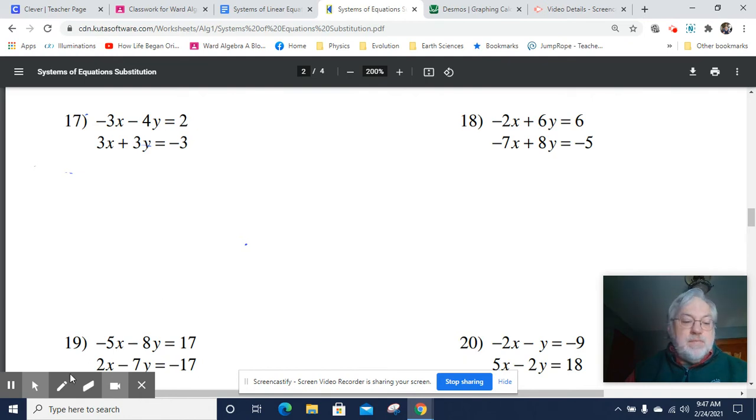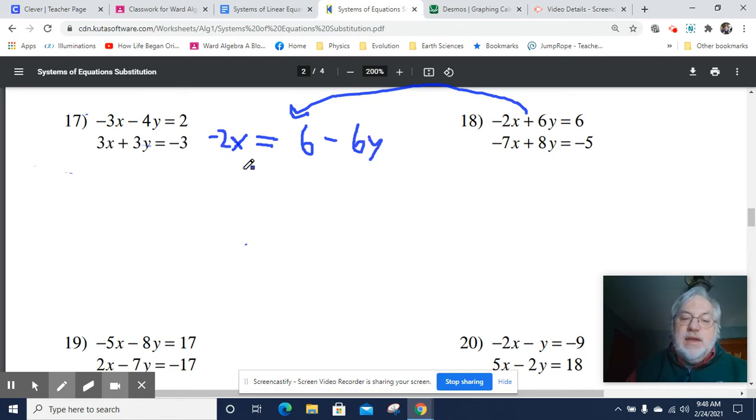So I'm going to take this equation, I'm going to move it over here, and I have negative 2x plus 6y equals 6. So the first thing I'm going to do is take the 6y, I'm going to subtract 6y from both sides. That's going to make this 6y go away on this side, and it'll end up over here. So that'll end up giving me negative 2x equals 6 minus 6y.